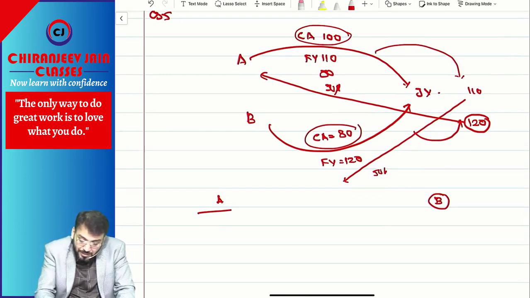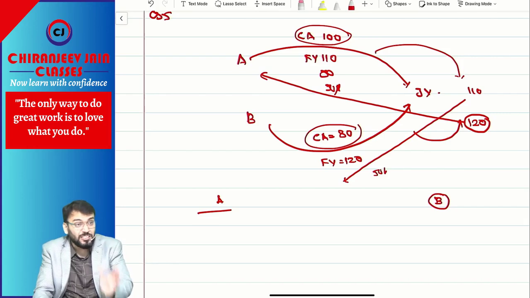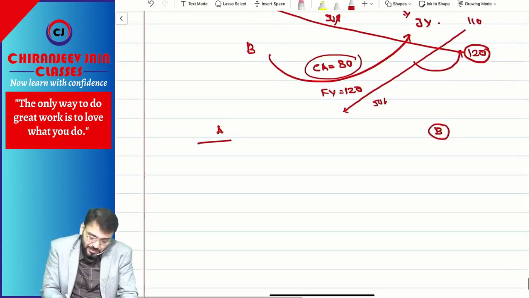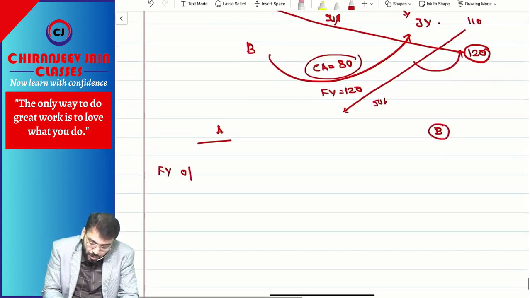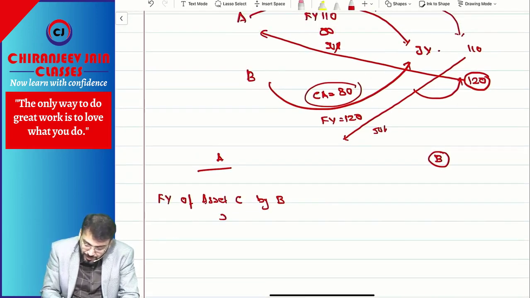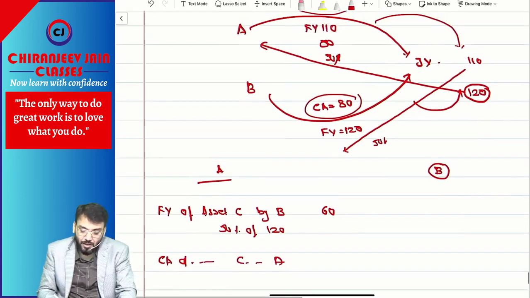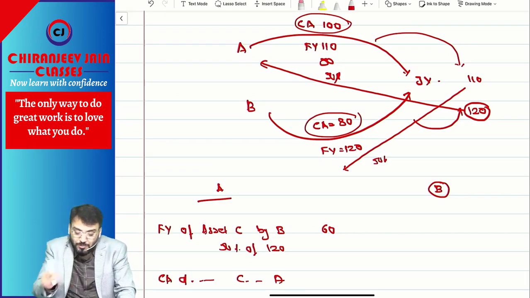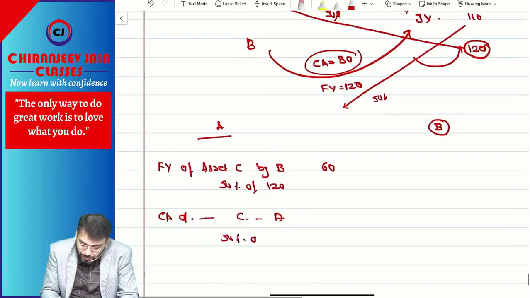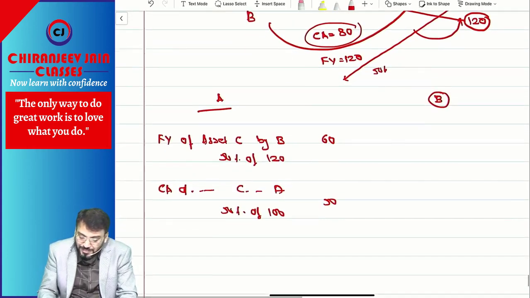Correct. And can I say this 50% goes, means they need to de-recognize 50% of their own asset. Are you getting? Means just write the fair value of asset contributed by B Limited. How much? Tell me. It is 50% of what? 120. How much? 60. And carrying amount of asset contributed by A Limited. How much? That will be de-recognized. So how much will be de-recognized? 50% of 100. That is what? 50. So how much gain?